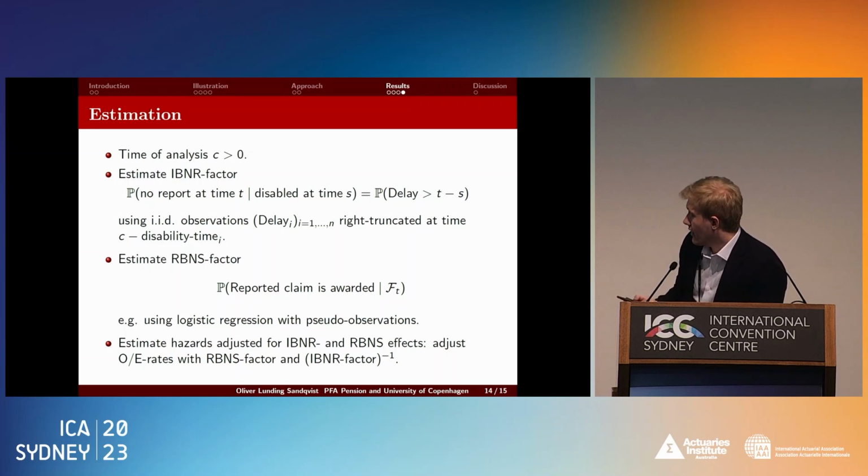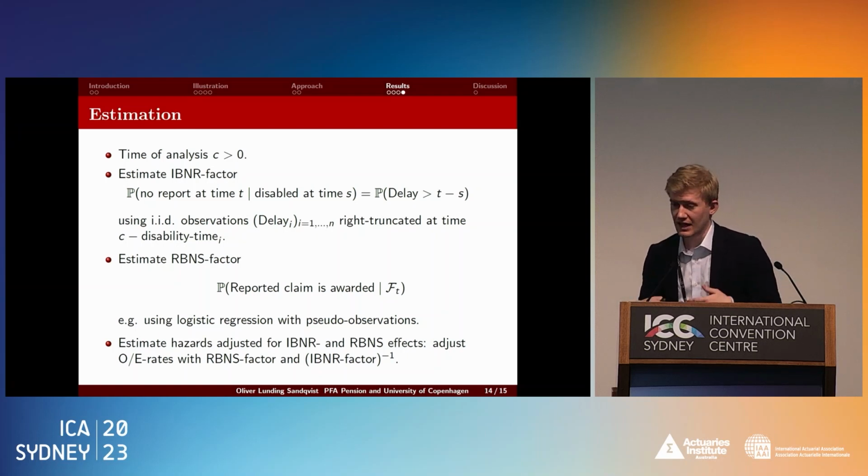And then finally, you also need to estimate your intensities, and this becomes a bit different when you are in this setup where there are both IBNR and RBNS effects in the data. But the main take-home message in how to adjust your methods is the following. If you have your occurrence exposure rates, they should be modified by using this RBNS factor. If you have a reported claim at the time of analysis, you should scale this with the probability that it is awarded. Let's say that's 70%. So instead of incorporating the full occurrence in your OE rates, you would incorporate just the 0.7. Pretty easy.